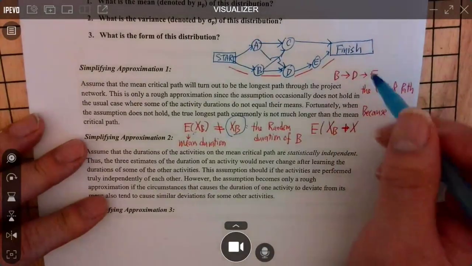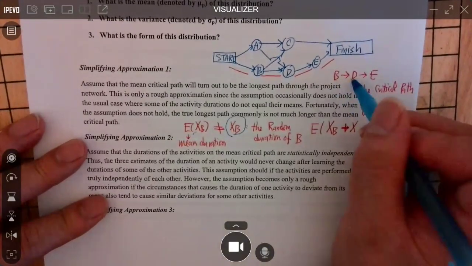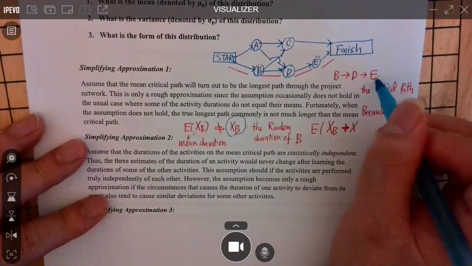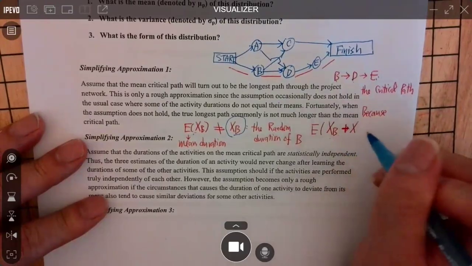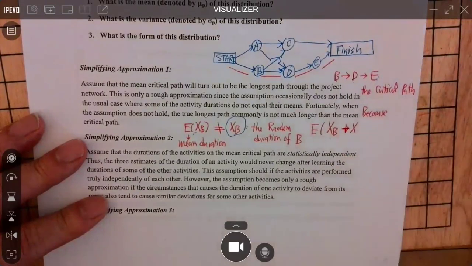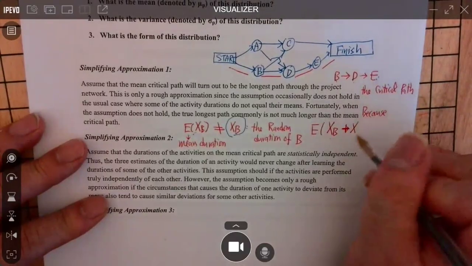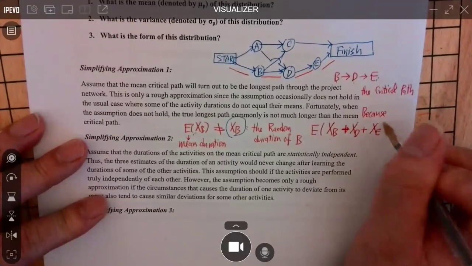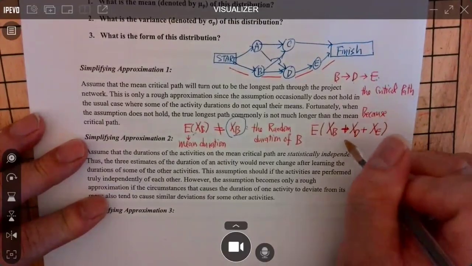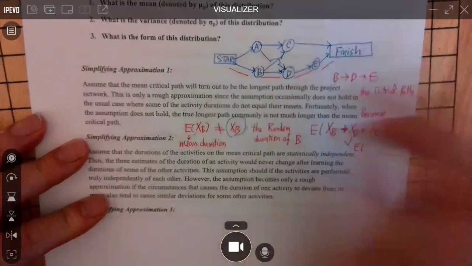So, if I tell you this is the critical path, B to D to E, it's a critical path in what? In mean. Okay? EXB, and this is to what? To D to E. This path is greater than what? Greater than all others. For example, A to C.